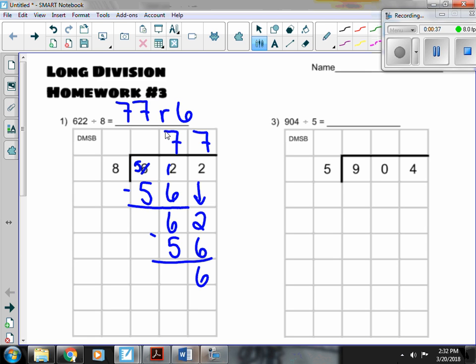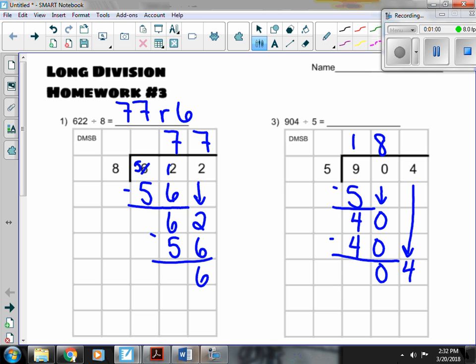Number 2. I'm going to jump across. 5 can go into 9 once. 1 times 5 is 5. 9 minus 5 is 4, and I bring down my 0. 5 goes into 40 8 times, and 8 times 5 is 40. So I get 0, and I bring down my 4.